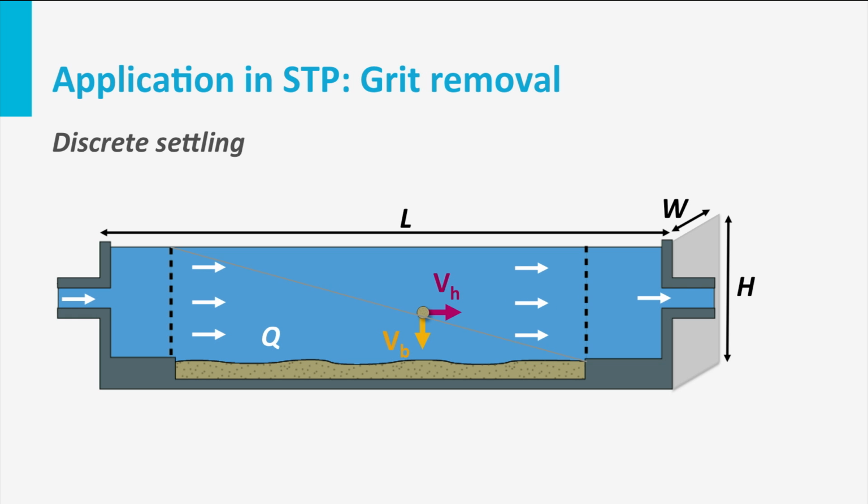Based on the applied Q, the width and the height of the grit chamber, the particle will flow with a certain horizontal velocity. Now, let's sediment the particle at a given flow rate. Great. The particle is removed from the liquid. Now let's take a new particle with a lower settleability and/or a higher horizontal flow.